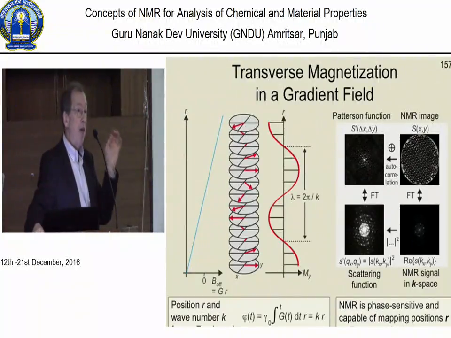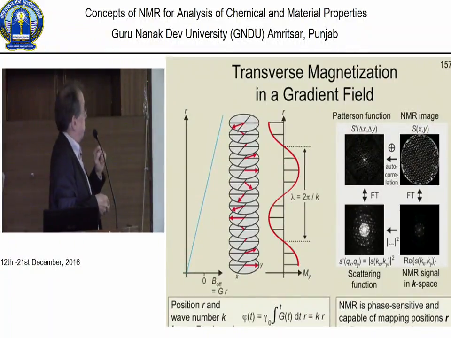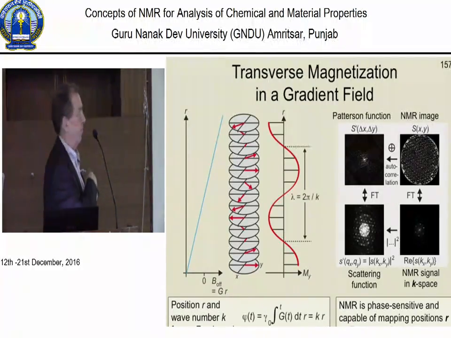We need to look at the wavelengths of a magnetization wave in the sample. And here is the magnetization wave that becomes important. We have the magnetic field now in this direction, and we have the gradient here. So along position, the magnetic field is low, and with increasing position it increases. So we have a positive gradient.